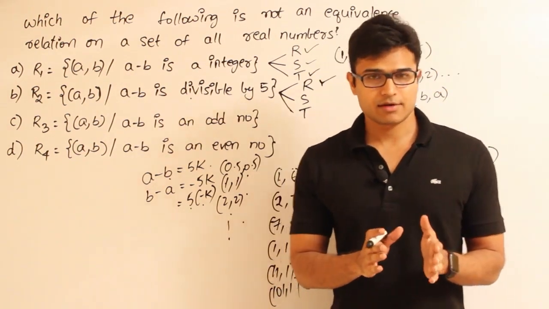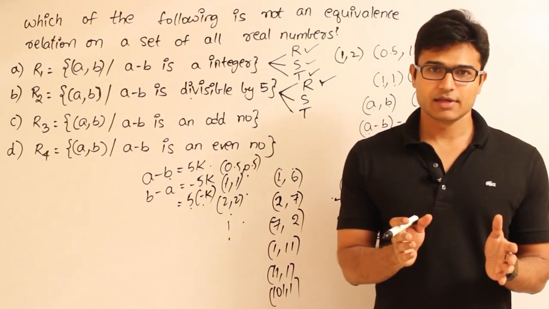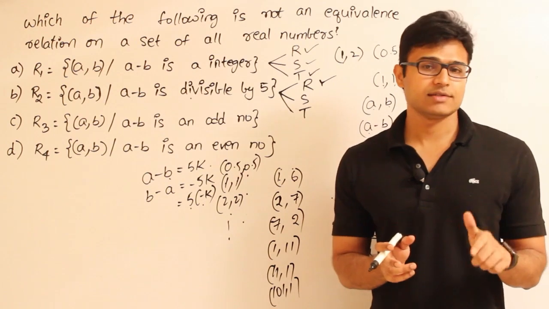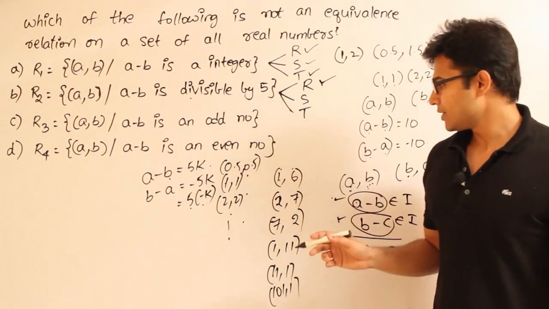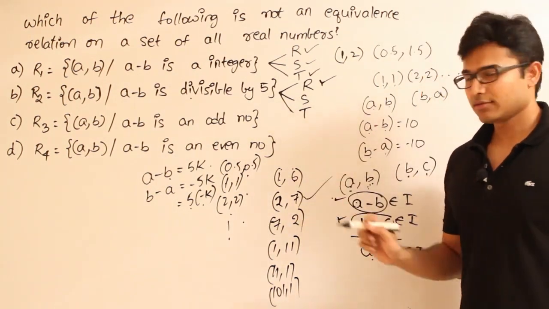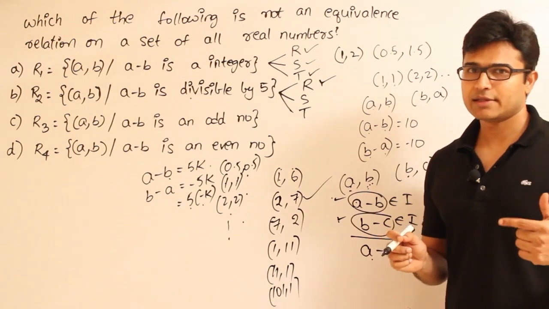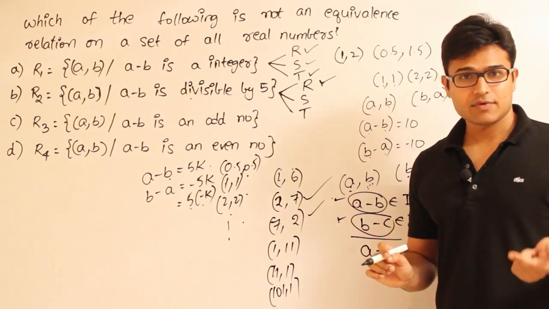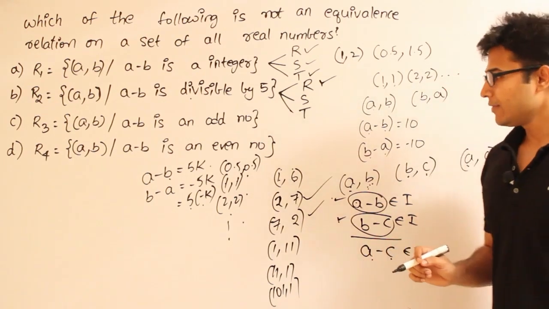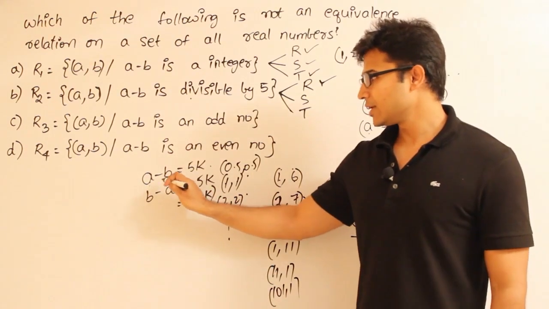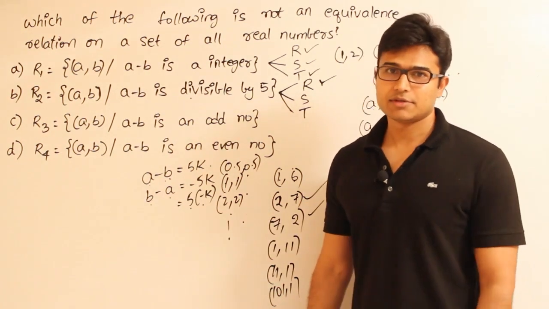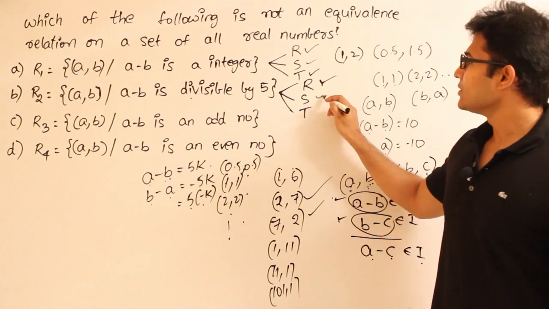If you have any pair a comma b in such a way that a minus b is divisible by 5, then definitely b minus a will also be divisible by 5. For example, if you take 2 comma 7, where 2 minus 7 is minus 5, it is divisible by 5. Then 7 minus 2 is 5, which is also divisible by 5. Therefore what can we say? If there is a comma b, there will be b comma a in the same relation. Therefore we can say that it is symmetric.